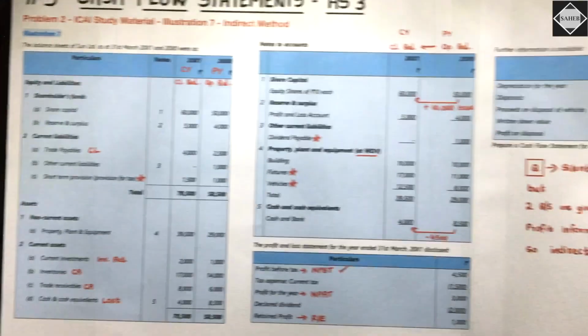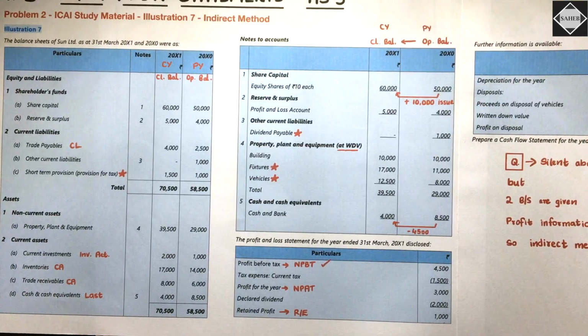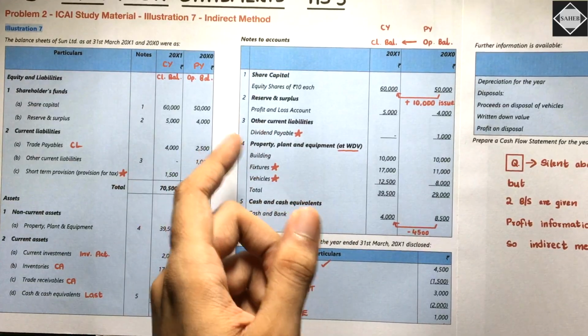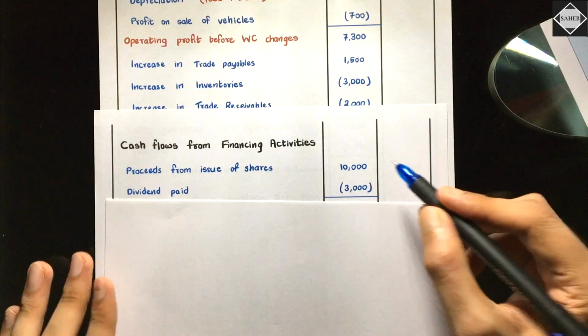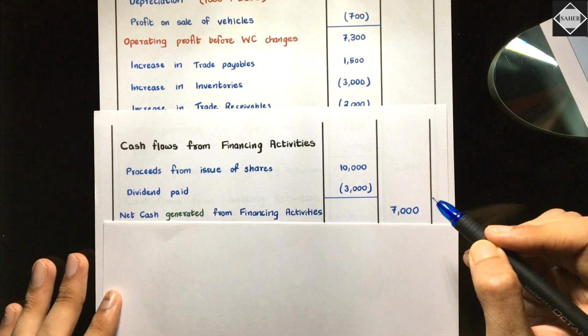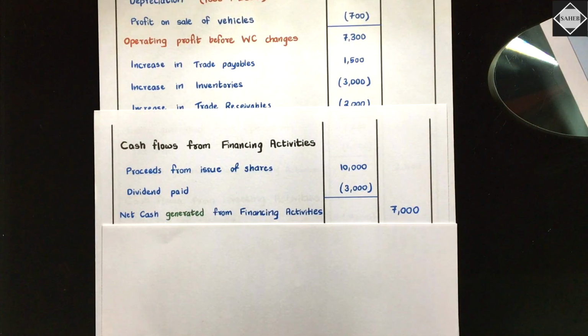Okay, nothing else. See, is there any interest paid? Are there any debentures over here with the rate given so that we can calculate? No, nothing else is there. So that's all. So 10,000 minus 3,000 is equal to 7,000. This is the net cash generated from financing activities. Is it clear? Because only two items were there and we have taken that, and that's it.